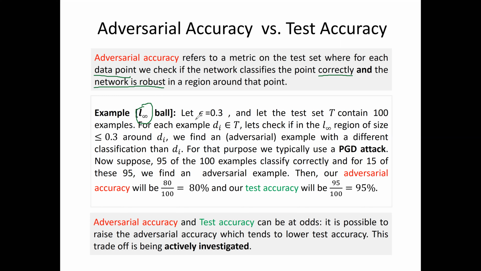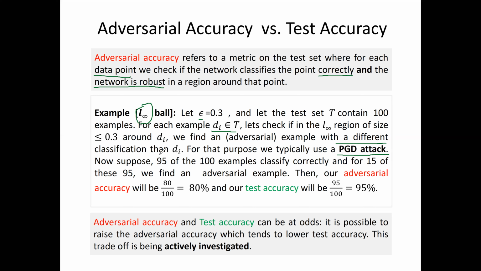In the L infinity setting, let's take an epsilon, a radius of 0.3, and let's assume the test set T contains 100 examples. For each of the examples d_i, we're going to try to find an adversarial example in the region around d_i, so some other point which classifies differently than d_i. The way we typically do that in this setting is by using the PGD attack. You can also use another attack, but let's stick to PGD for our example.